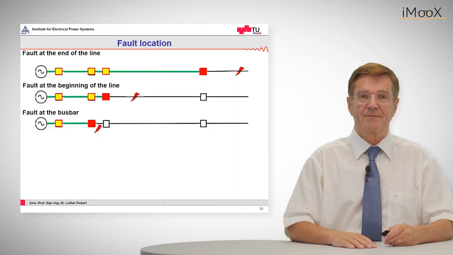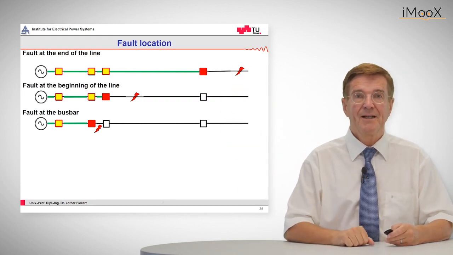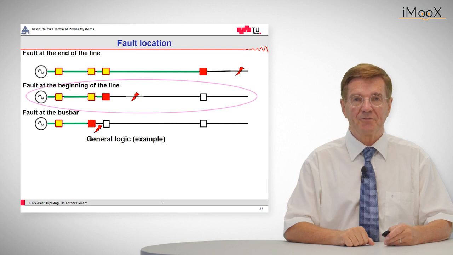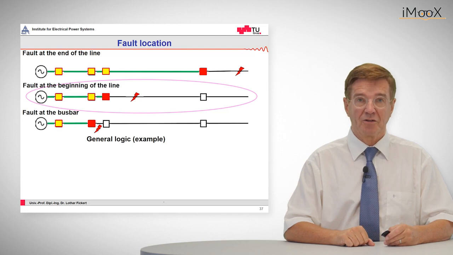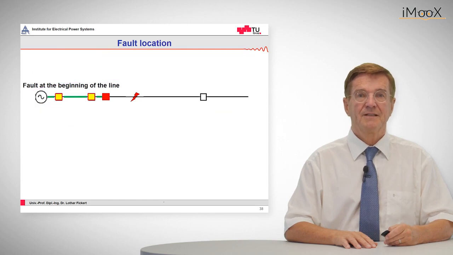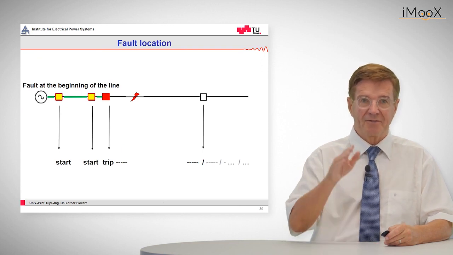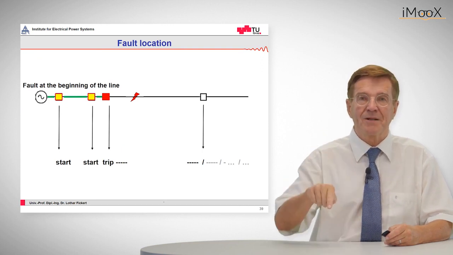for fault locating. So here again we see the different fault positions and the reaction of the protection scheme, and we take now the medium fault as an example for the general logic how fault locating is carried out by means of overcurrent time protection. So this is our example, and we see the reaction of those protection relays. We have a start and a trip.